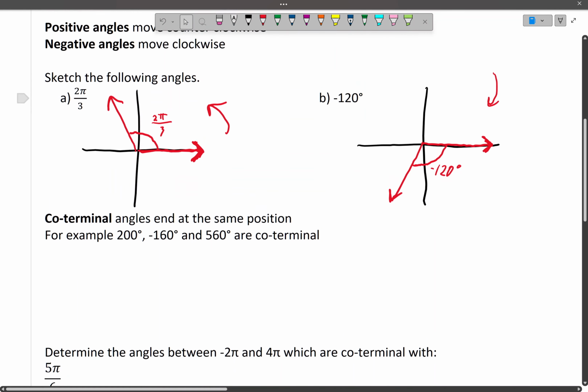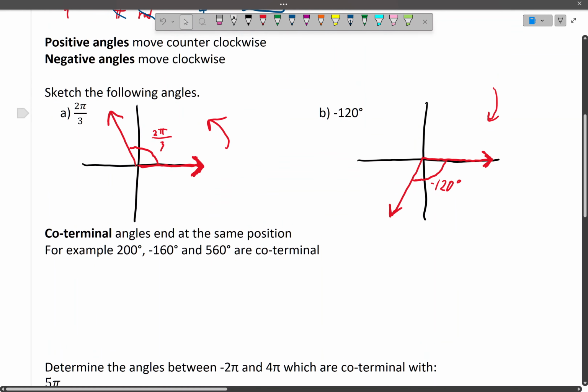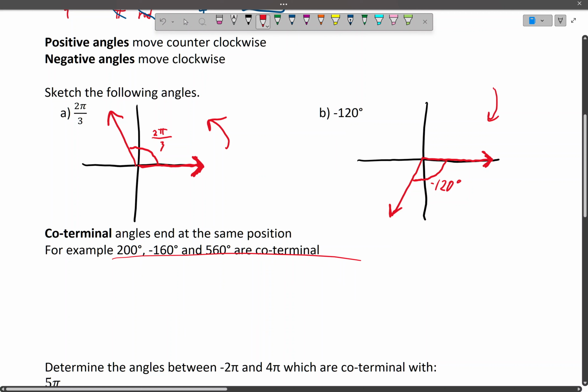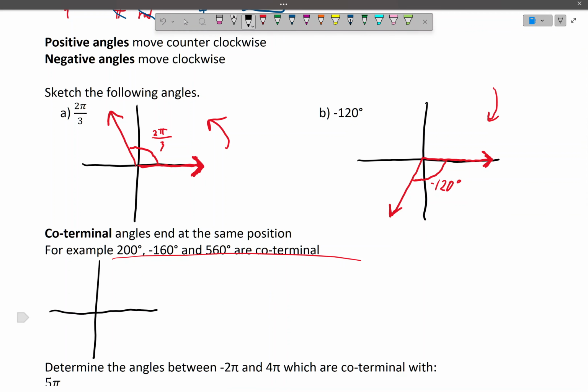Okay, now that's great, that's important to know, but we also need to know about this word, coterminal angles. So coterminal angles are angles that end at the same position. So all of these are coterminal. Let's go ahead and prove it. So the 200 position is going in the positive direction. So this is 180 plus another 20.